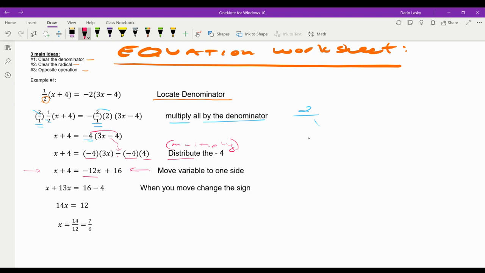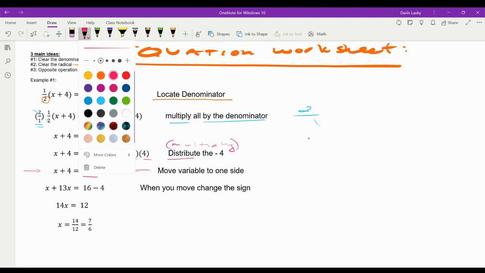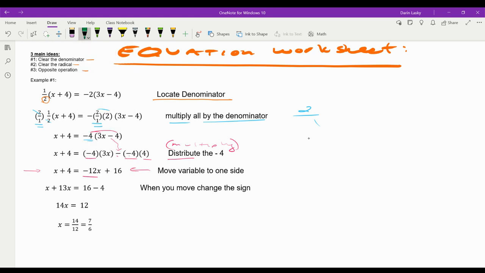I took this negative, let me change colors for you guys here. We'll go with green. I took this 12x and I did it again. This right here, I did the math in my head. This should be 12. Okay, so I took this 12 and I moved it over here. When it crosses the equal sign, it changes sign. So it's negative 12 on this side and it's positive 12 on that side. That's where this 12x came from.